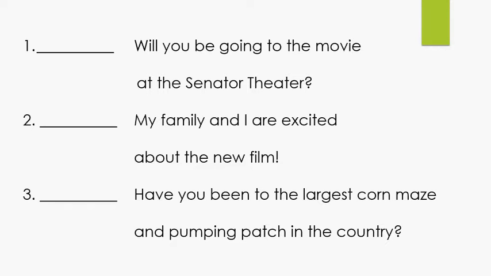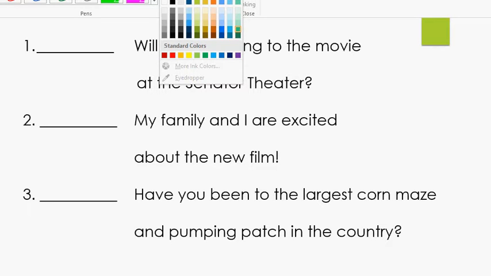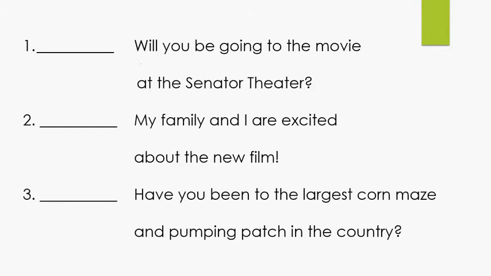Let's read the sentence together. Will you be going to the movie at the Senator Theater? Do you see any prepositions? That's the first thing we're going to look for. At. Let me just get my pen ready. At. P. Preposition. At what? Senator Theater. That's the name of the theater.